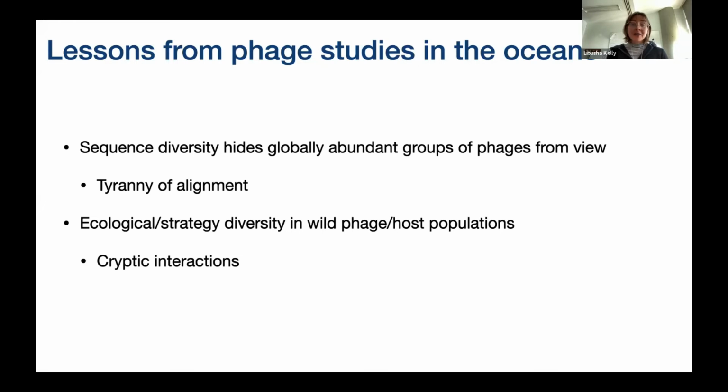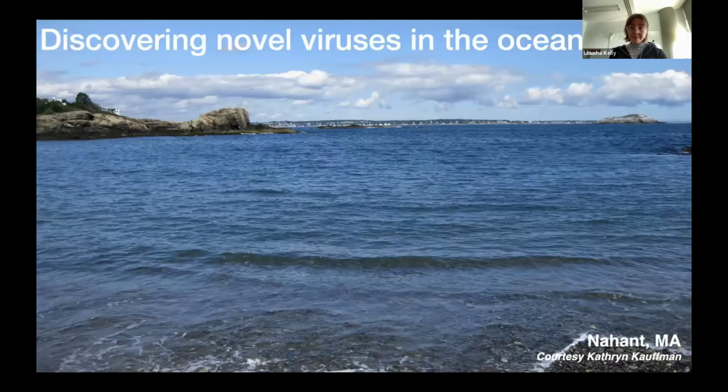Phages also have a lot of different ecological strategies. So there's strategy diversity as well in wild phage-host populations. And in some cases, this is hiding from view because of how we do experiments on these complex systems, cryptic interactions that I think we are missing in how phages and bacteria are interacting in a lot of wild populations.